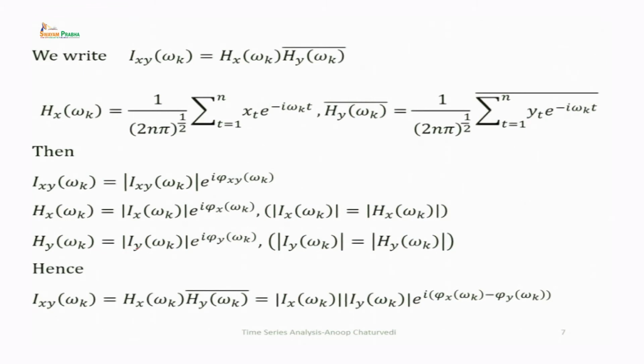Similarly, h_y(ω_k) is equal to |I_y(ω_k)| e^(iφ_y(ω_k)). So, I_xy(ω_k) you write equal to h_x(ω_k) times the complex conjugate of h_y(ω_k). The first term is equal to |I_x(ω_k)| e^(iφ_x(ω_k)), and h_y(ω_k), its complex conjugate, is equal to |I_y(ω_k)|, and since you are taking the conjugate, you get e^(-iφ_y(ω_k)) here. You get a minus sign here then.